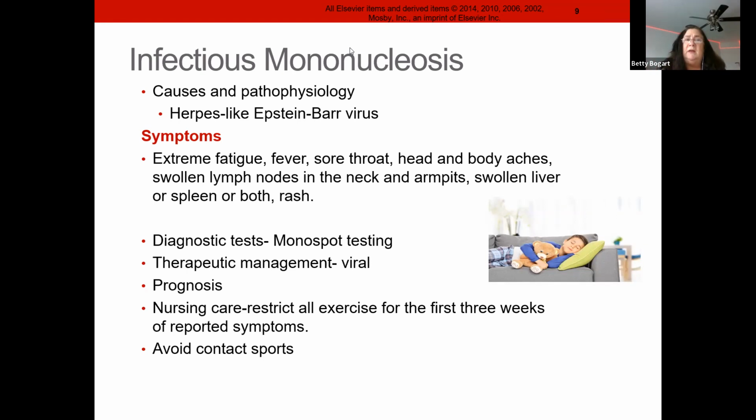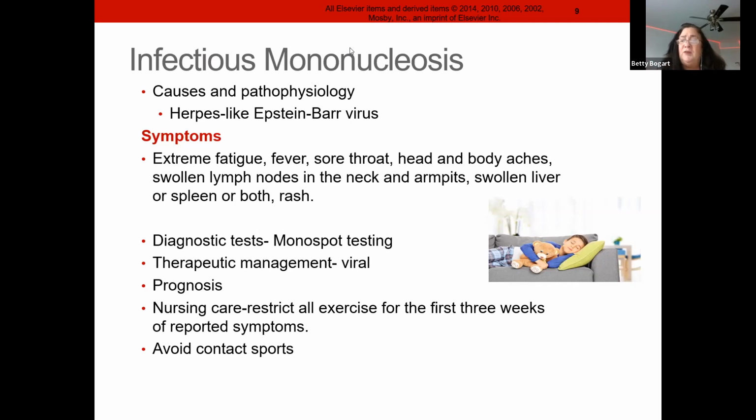How do we treat mononucleosis? Now we know what it is. We have a name. Well, it's still a virus. It's Tylenol and Motrin, liquids, plenty of sleep, right? But didn't I just say the liver and the spleen were both swollen?